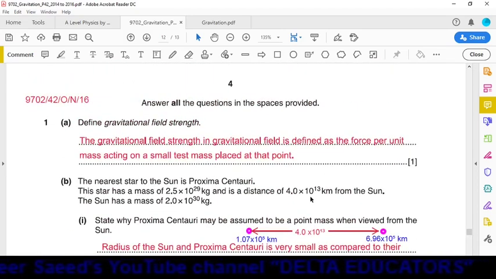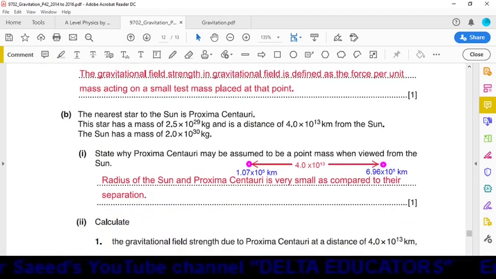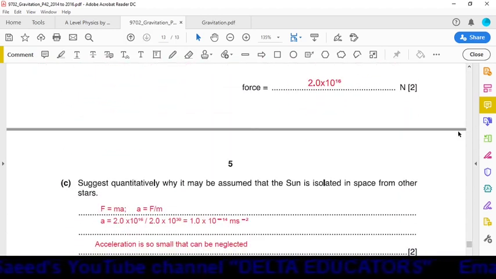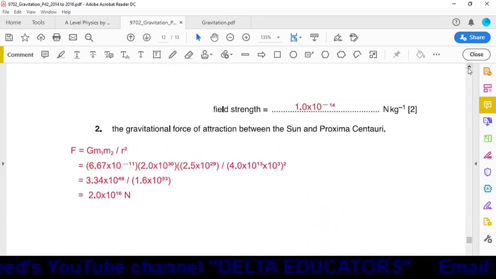Yes, 4 into 10 power 13. Now we have to convert this into meters. This is in kilometers, so we multiply by 10 power 3. So our separation distance is equal to 4 into 10 power 13 into 10 power 3 in meters. Now we take the square and solve this. By solving this, we get the answer 2 into 10 power 16 Newton. So the answer is 2 into 10 power 16 Newton.